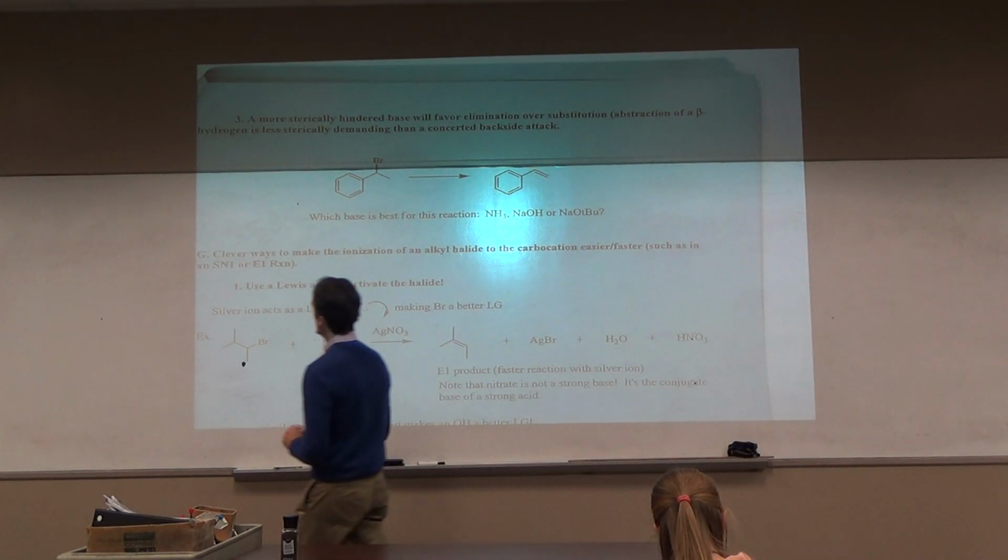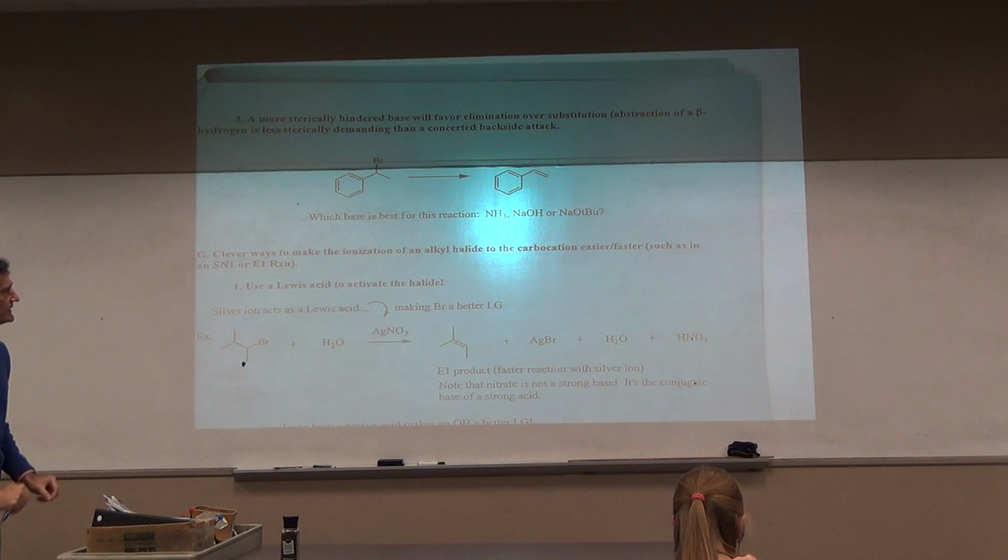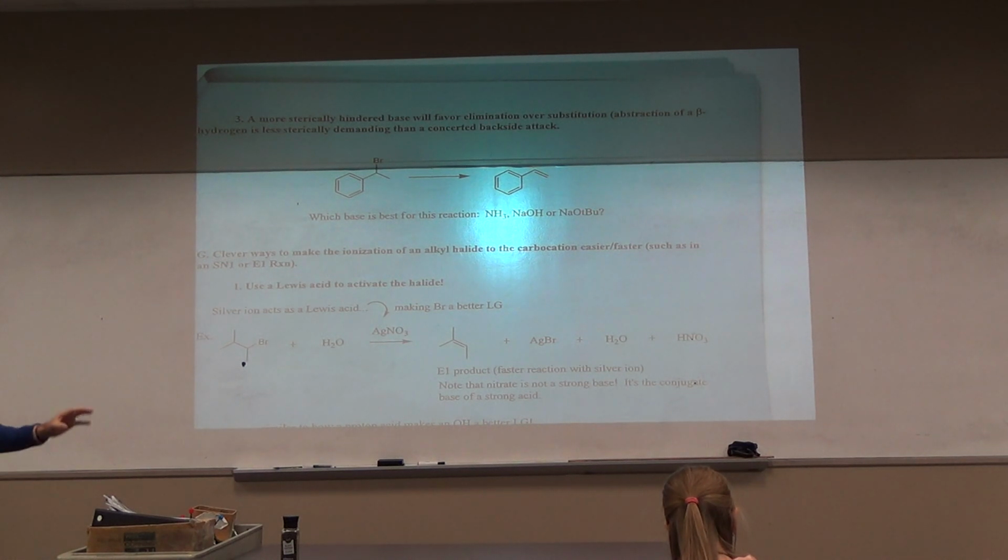Okay, moving on to G. Clever ways to make ionization of an alkyl halide to the carbocation faster. Of course, if you're talking about carbocation, we're talking about E1 or SN1. Now, typically, like a bromine, we just say it's a good leaving group. We never had to make it a better leaving group, like an OH or something else. Okay, iodine, good leaving group. Tosylate, good leaving group. You don't have to do anything to them.